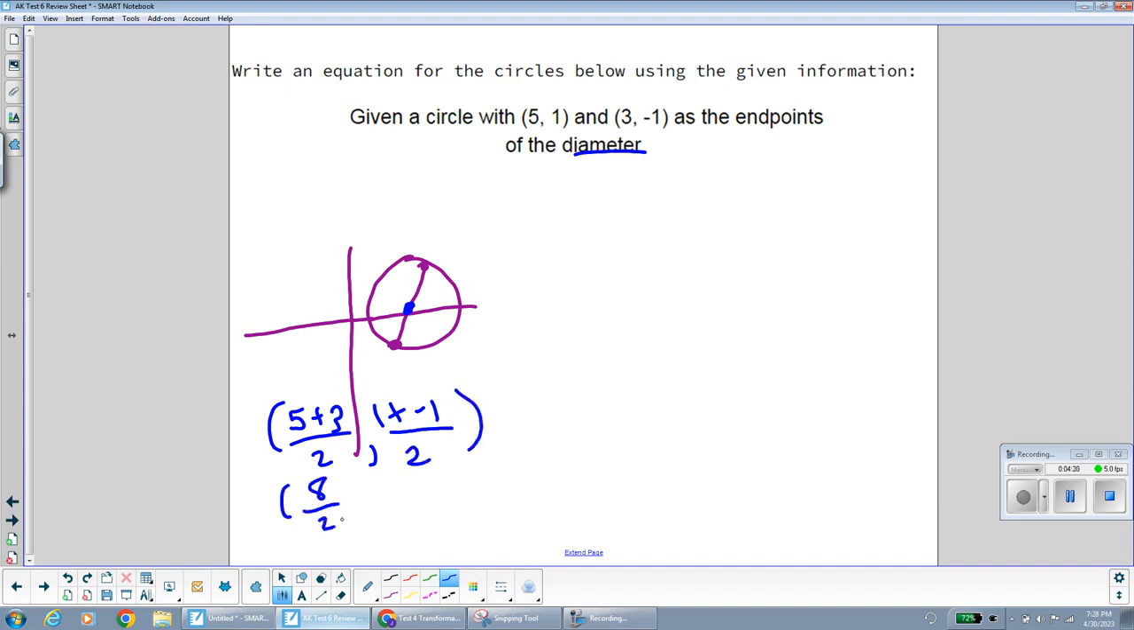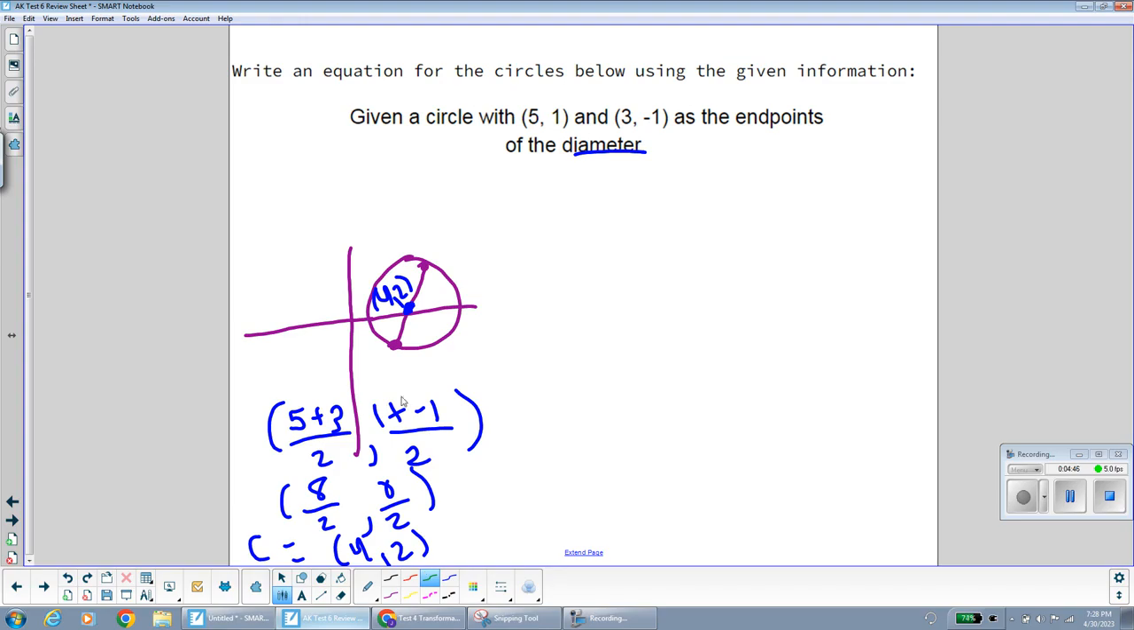So that would be 8 over 2, comma, 0 over 2, which would be the point (4, 2). So that's the center of the circle. The center of the circle is the point (4, 2). The only other thing we have to find is the radius of the circle.